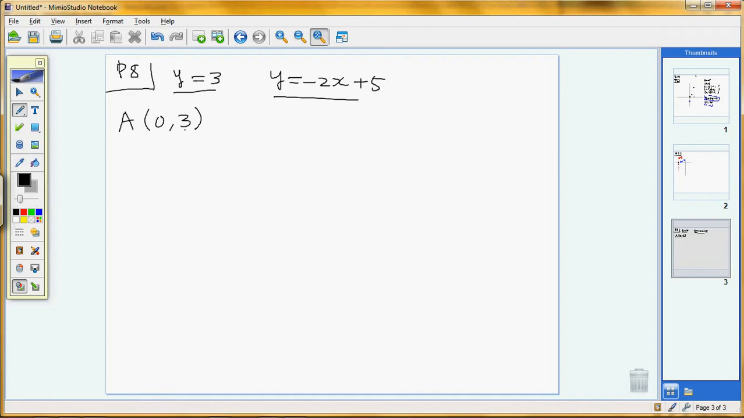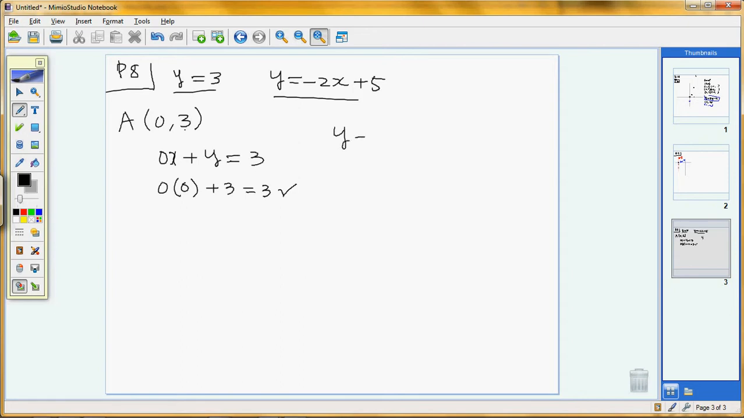So let's just try. y equals 3 is the same as 0 times x plus y equals 3. So we have 0 times 0, which is 0, plus 3 equals 3. Good, it passed the first test. How about the second test?